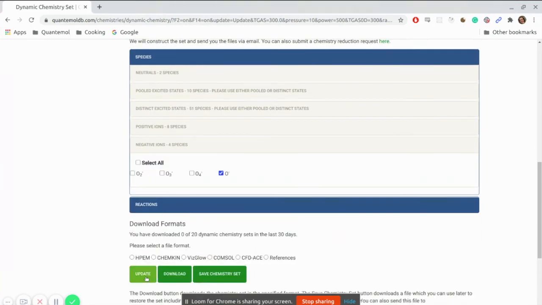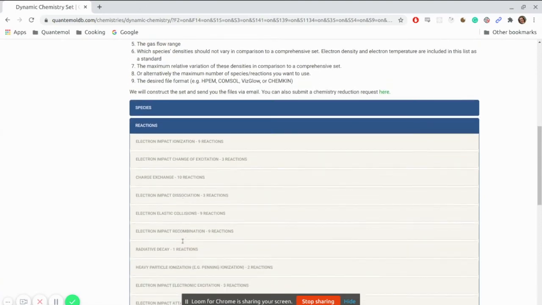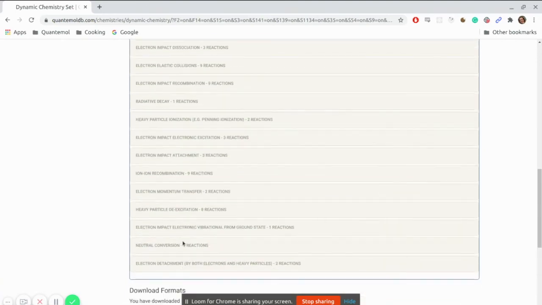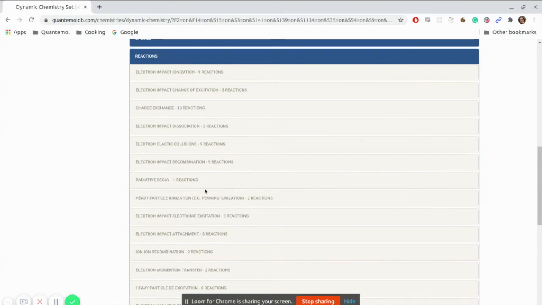Then I click on update again. Now it selected all the reactions related to the species I included. Again, I will be making my choices now. And our recommendation is actually to try to start with a relatively simple set. So don't select everything, but select the minimum and then add on complexity by adding other reactions.